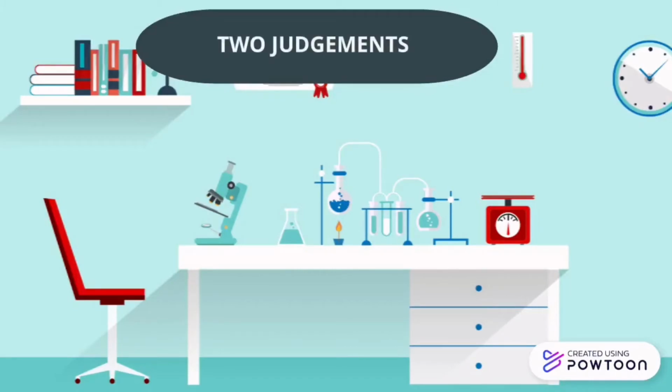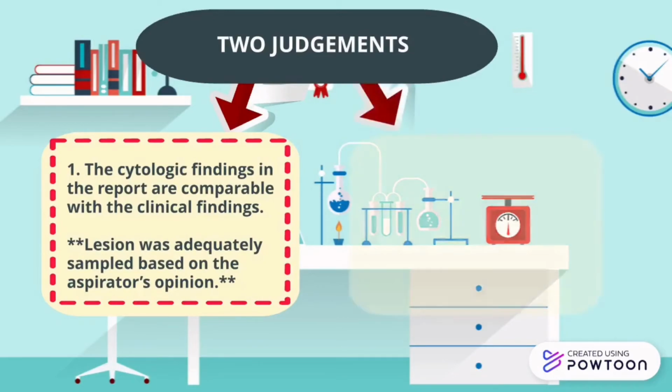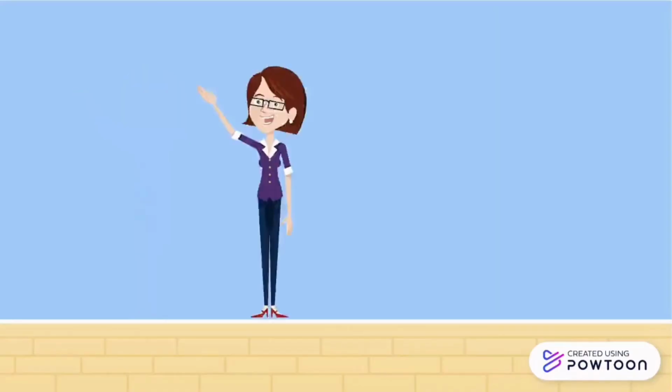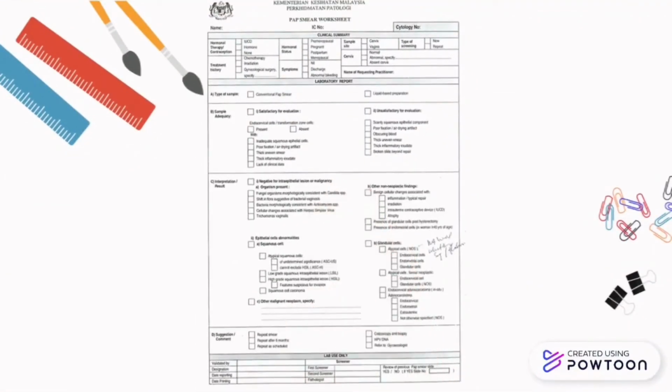Adequacy is determined by two judgments. First, the cytologic findings in the report are comparable with the clinical findings. Second, the lesion was adequately sampled based on the expert's opinion. The slides are not distorted and can be interpreted based on the pathologist's opinion. Specimen adequacy will be reported in a discrete section of the report based on this Pap smear worksheet format.